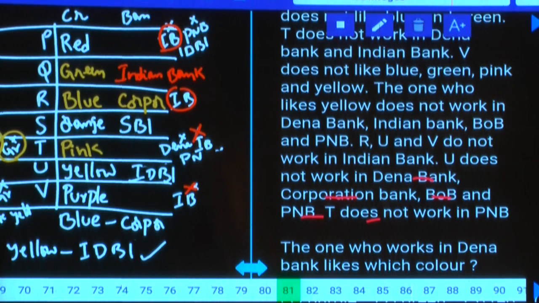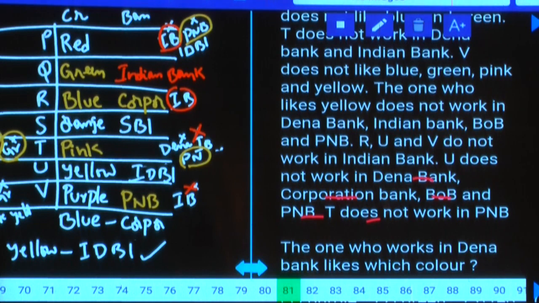Now we need to finalize the banks they are working in. Now Indian Bank, Corporation Bank, SBI and IDBI were done, isn't it? Now we are left with what? Yes, what are the remaining three banks? Dena Bank is one. Now PNB. If you take PNB, this person P cannot be PNB and T cannot be PNB, as these two persons cannot be PNB, and then who must work in PNB? V must work in PNB.